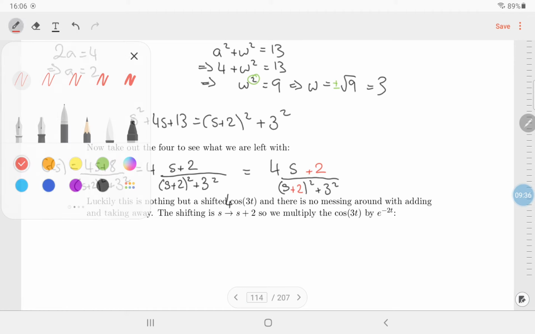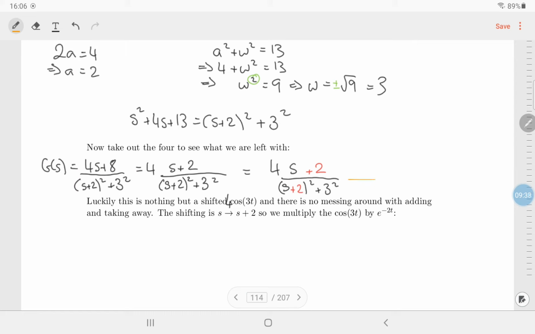Okay, so now we're comparing this with the 4. We can just sit there for the moment. And what's in the tables? We have s over s squared plus omega squared.